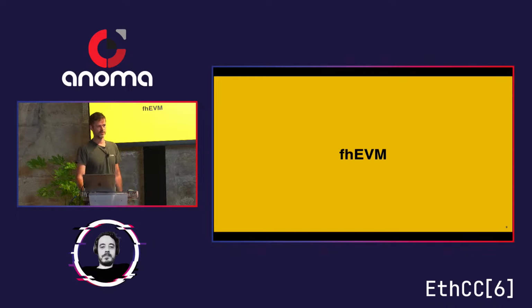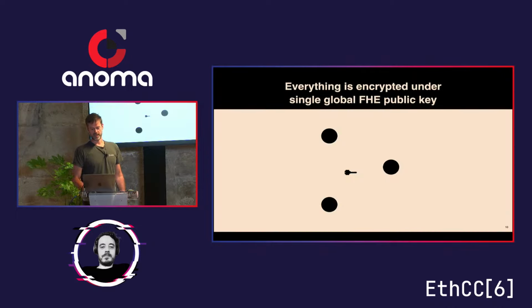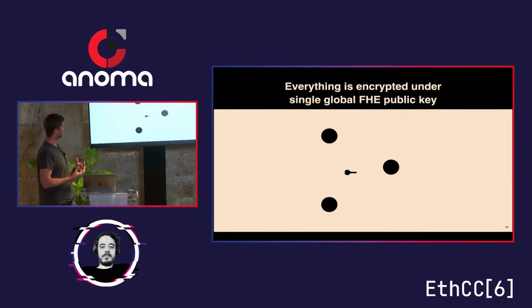Okay, so our solution to this, the FHEVM. Let's have a look at what it does. The first thing to note is that everything is encrypted under the same public FHE key. We generate a global FHE public key, and this is what makes composability so easy to do. Here the dots represent validators that now have this global public key that users and so on can download.